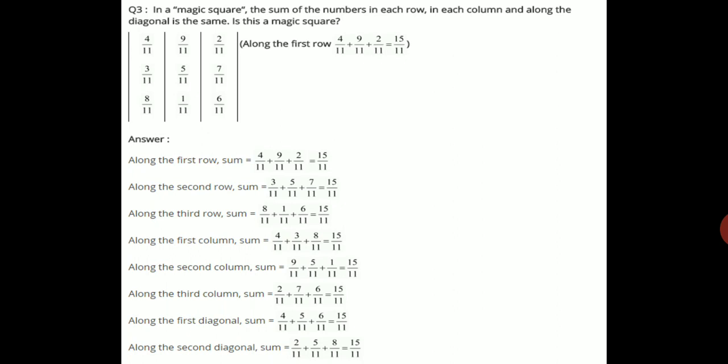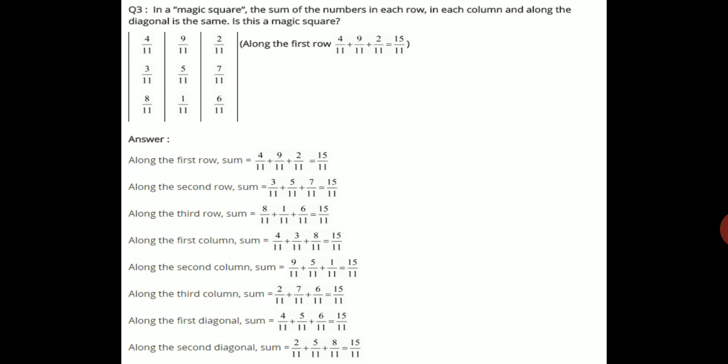First column. The first column sum, you can see first fraction, this 4 by 11, 3 by 11, 8 by 11. So 4 by 11 plus 3 by 11 plus 8 by 11, answer is 15 by 11. Along the second column now 9 by 11 plus 15 by 11 plus 1 by 11. Again the answer is 15 by 11.